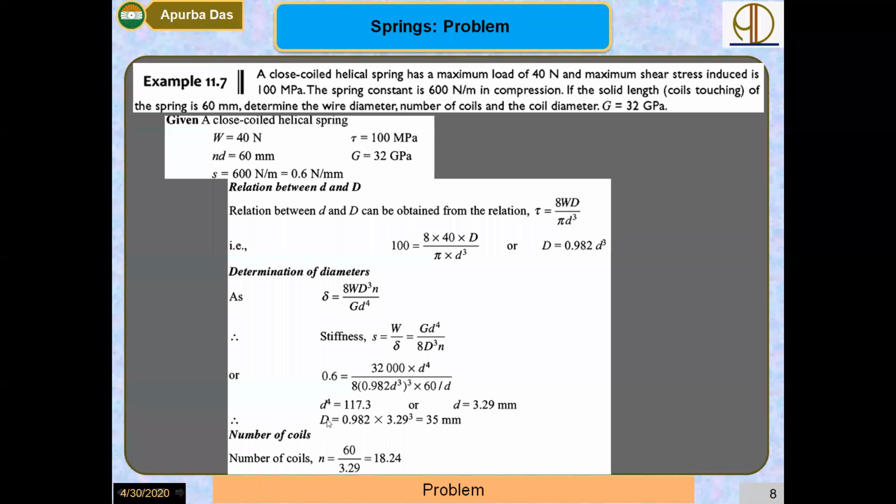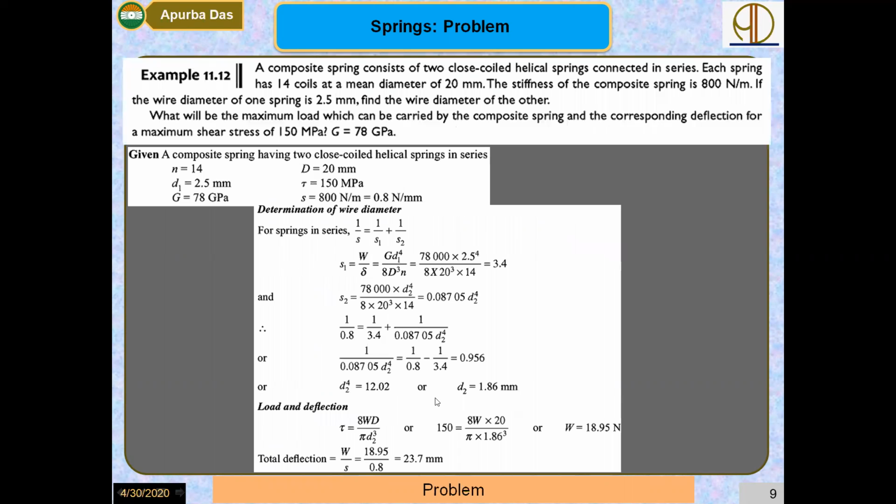There is a relation which we have already derived. So D becomes this into d cube, so 35 millimeter. So number of coils: ND is 60, so N is equal to 60 by D, so that is 18.25 is the number of coils.